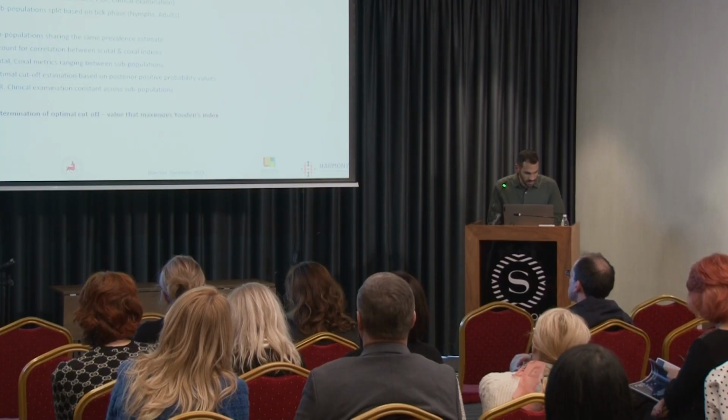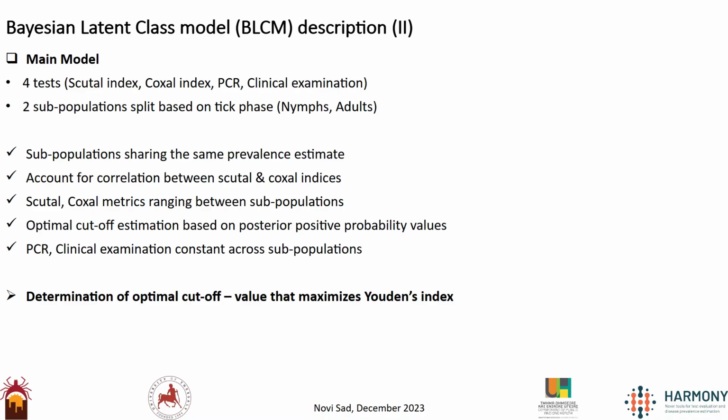And we assume that the PCR and the clinical examination perform the same across the two subpopulations. For the determination of the optimal cutoff value, it was the value that maximized the Youden index. So as I've said before, for each cutoff value, we get an estimate of the sensitivity and specificity, and we use the Youden index that basically sums the sensitivity and specificity. So the optimal cutoff value is the one that maximizes the sum of the sensitivity and specificity.